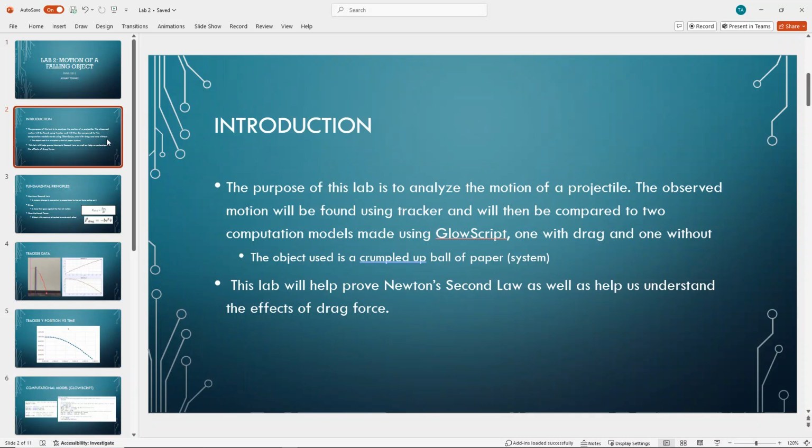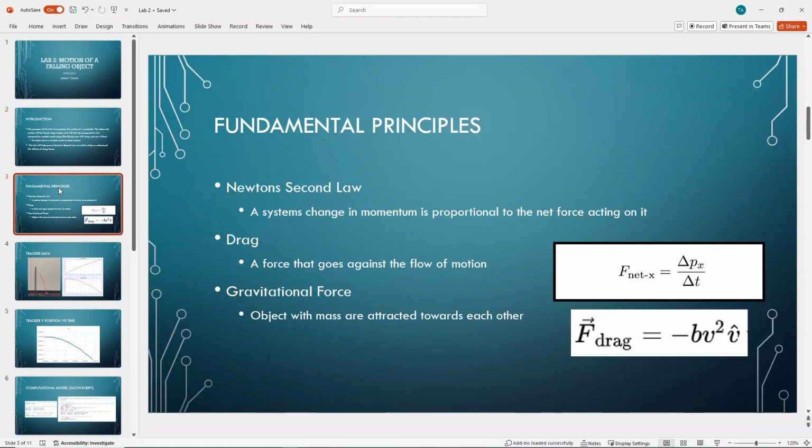The object, or the system, in this experiment was a crumpled up piece of paper, and the surroundings was just the atmosphere in which it was falling through. The overall goal and the results of this experiment will help prove Newton's second law as well as help us understand the effects of drag force.